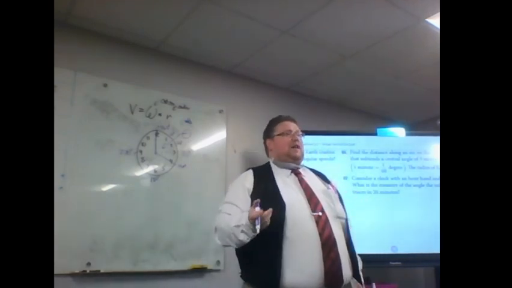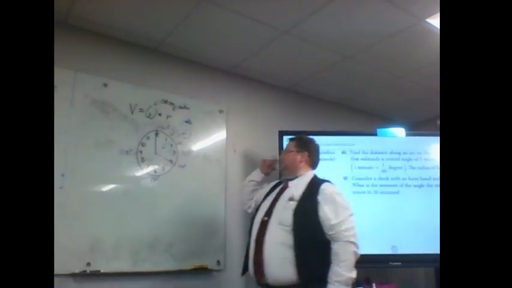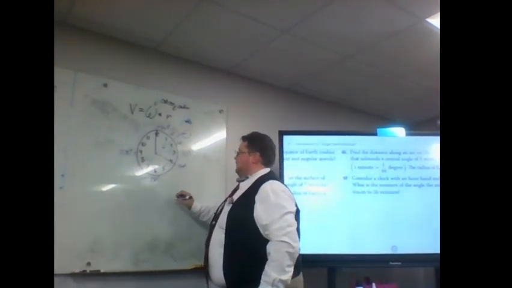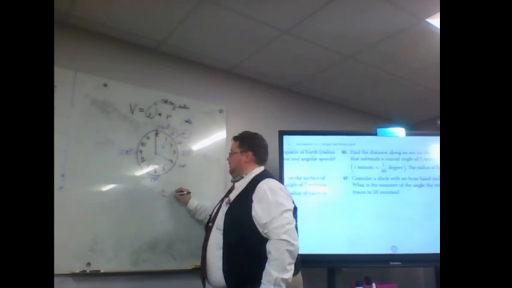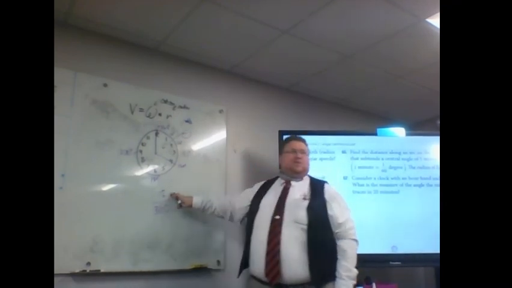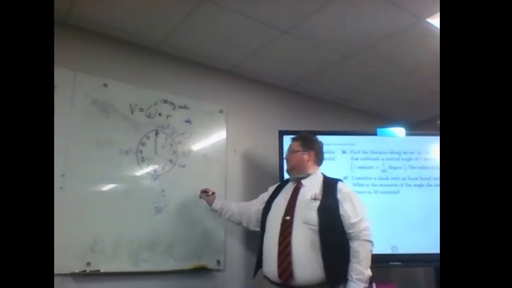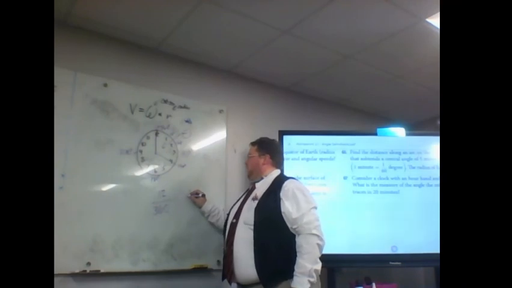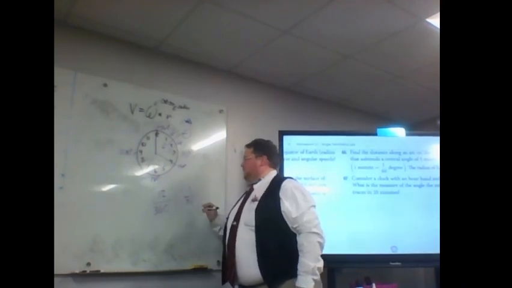Alternatively, you could just look at it and go, there are 12 numbers split amongst 360 degrees. So every one number is 30 degrees.